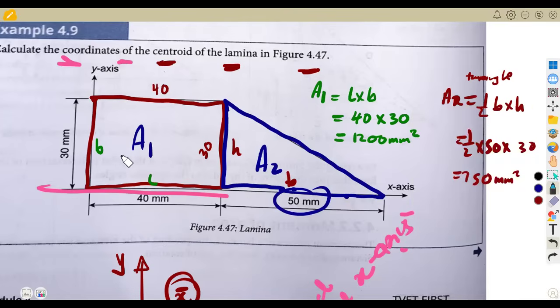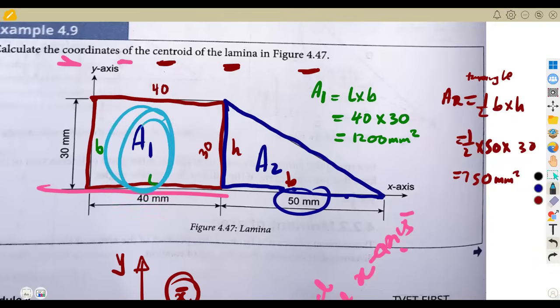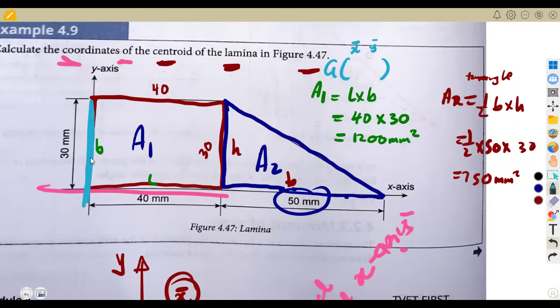Let's talk about the same point, this area 1 here. What is the coordinate of the centroid in this case? We say this is given in terms of x bar, y bar, whereby x bar is the distance from the y-axis. So from the y-axis, what are we going to consider? It is going to be the length over 2. Remember our rectangle, we said it's length over 2.